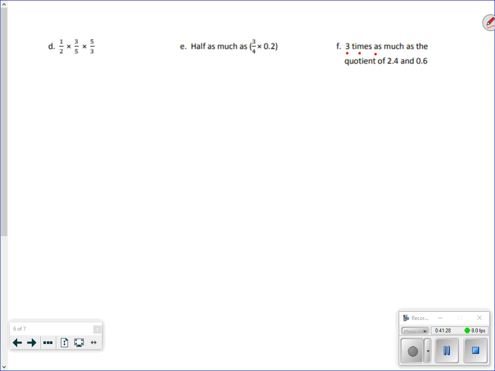3 times as much as. It says 3 times. 3 times as much as the quotient, which means divide, of 2 4/10 and 6/10. Oh, why did I write that? I'm sorry. Quotient is divide. I don't even know why I wrote that multiplication sign. I kind of went there for a minute. 3 times as much as the quotient of 2 4/10 and 6/10.